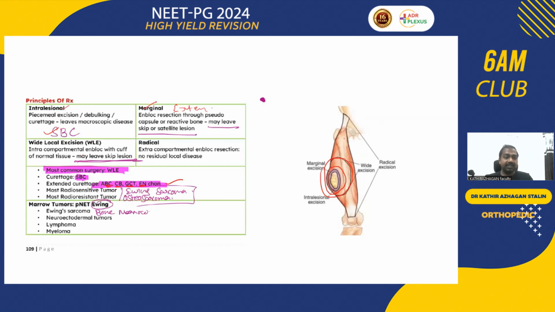But wide local excision you will do for osteosarcoma. But remember, that may still leave a skip lesion. That will be a question. That may still leave a skip lesion. If you don't want to leave even a skip lesion, then you have to do what is called as a radical excision. Radical excision in osteosarcoma of distal femur after doing a wide local excision. What would be your replacement option? Answer is custom megaprosthesis.